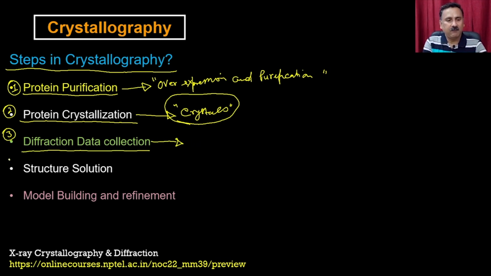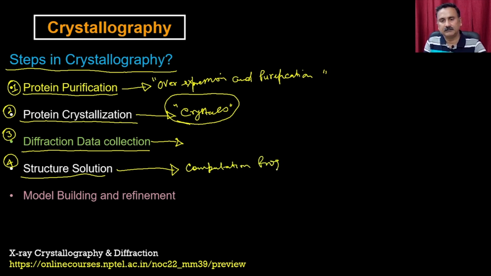And then step 4, you are going to get the diffraction data, and based on that you are going to generate the electron density map, and you are going to do the structure solution with the help of computational programs. And then step 5, you are going to use refinement and do model building, so that you are going to get the protein structure.